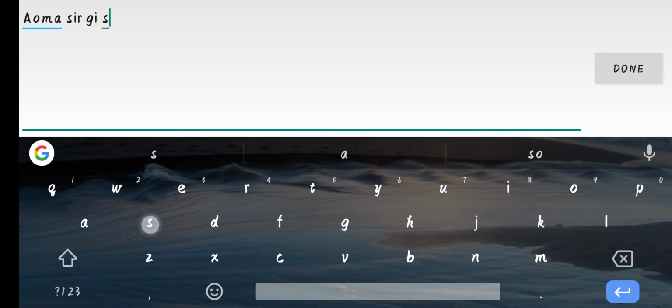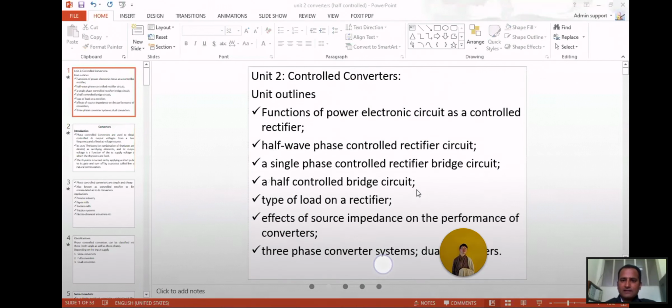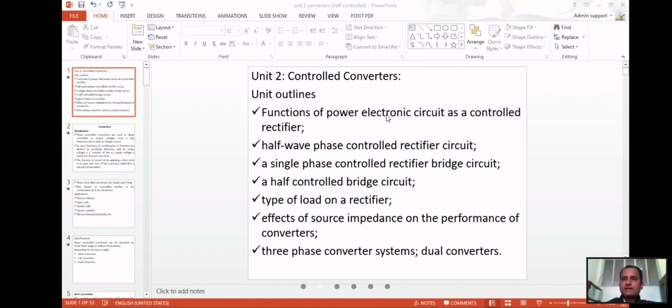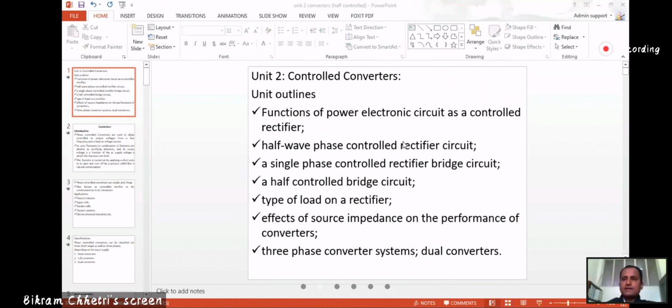So in last class we have done the uncontrolled converter. In uncontrolled converter we have seen half wave, full wave, right? Means center tap type or bridge type or three-phase converter. So all these things we have already done in uncontrolled converter. Now we'll start with the controlled converter.